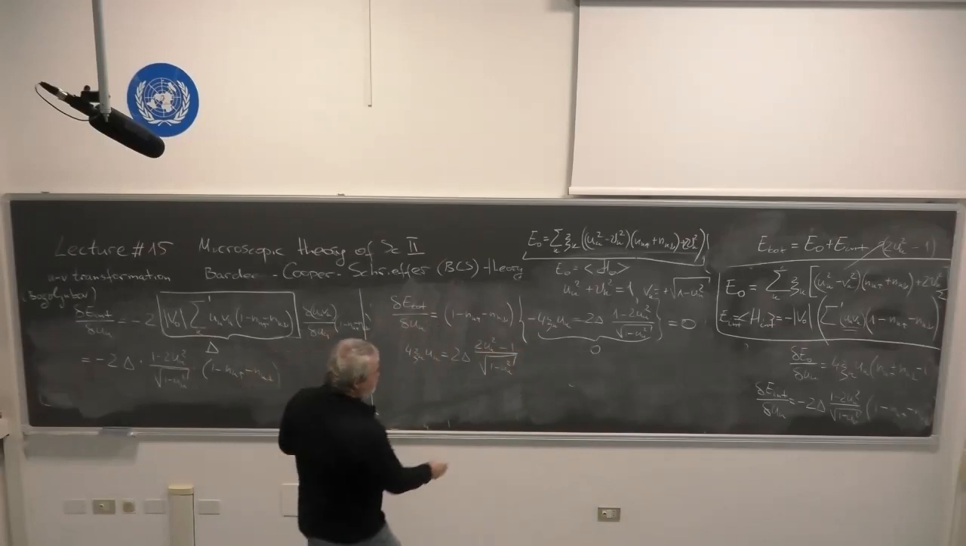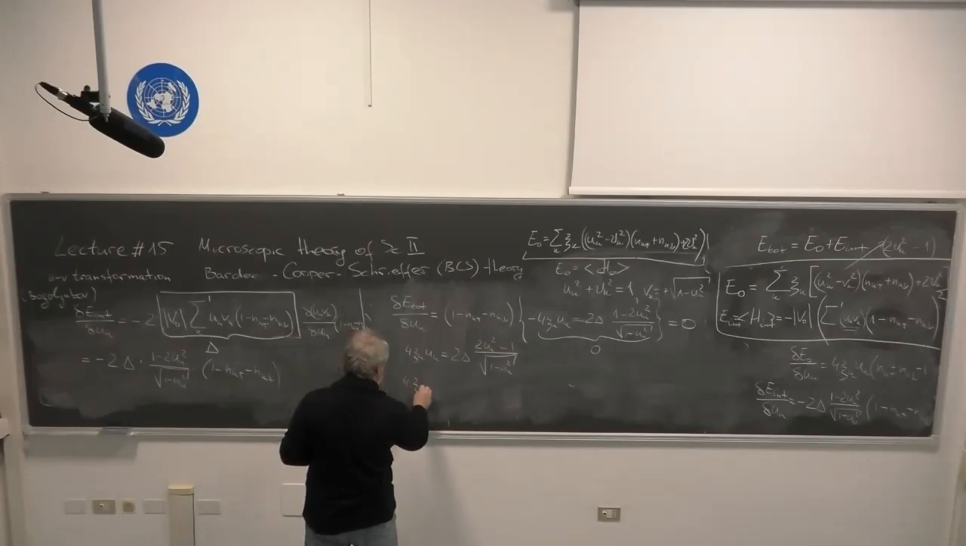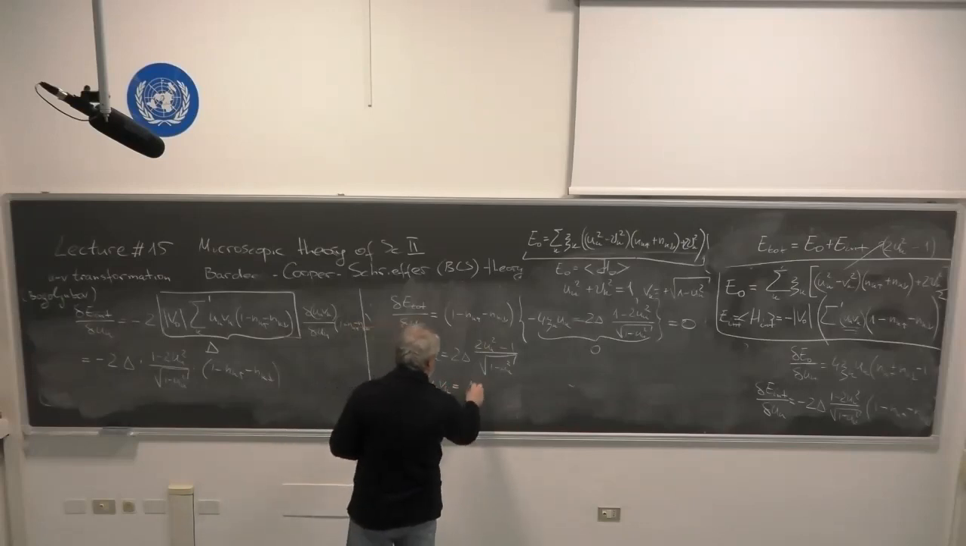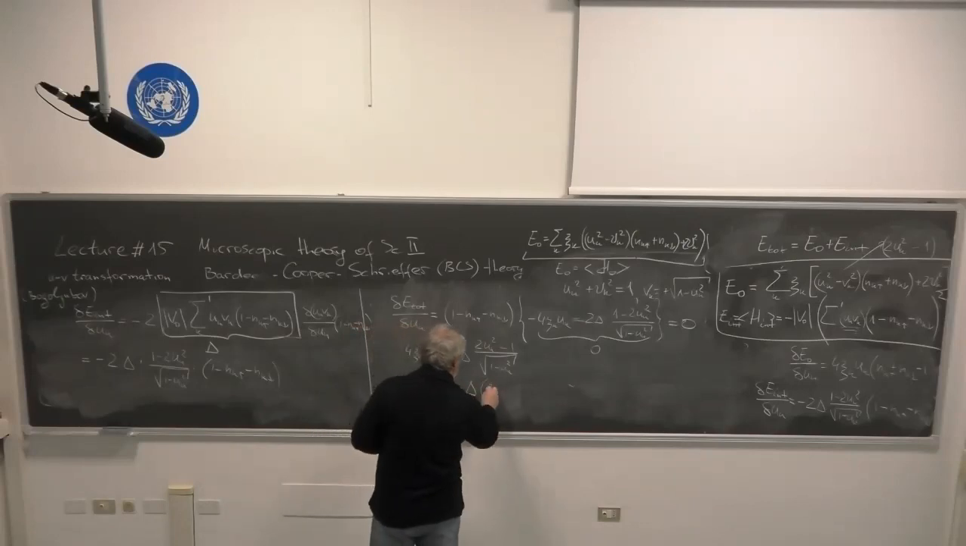Or if I recall that this is v_k, this is 4 ξ_k u_k v_k is equal to, I cancel by 2, 2 ξ_k is equal to Δ times (2 u_k squared minus 1).